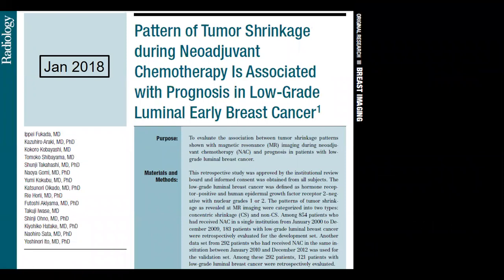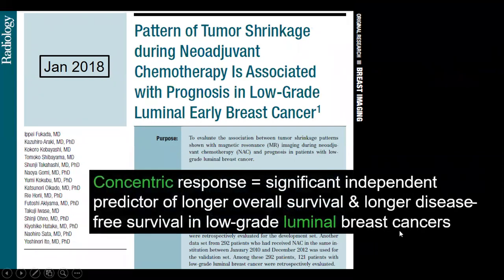Now, I don't want you to think that MR is not good at all for the luminal types, so I want to share this article with you from January 2018 from Japan, which found that in low-grade luminal breast cancers, the concentric response, remember you have concentric versus scattered, if the response is a concentric pattern, that turned out to be a significant independent predictor of longer overall survival and longer disease-free survival. Okay, so that was interesting.